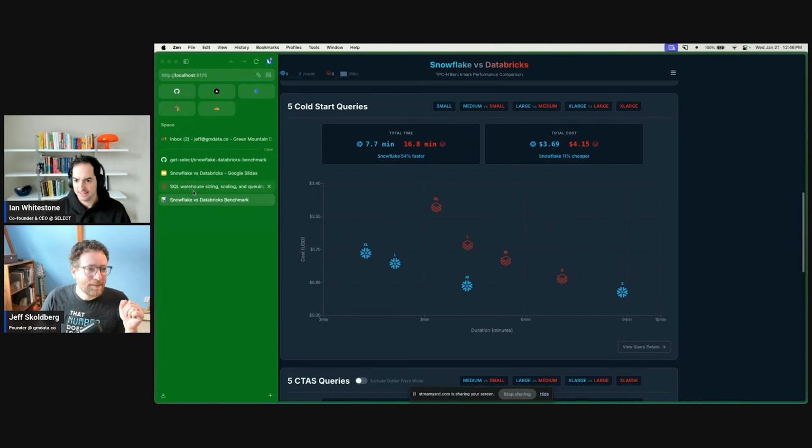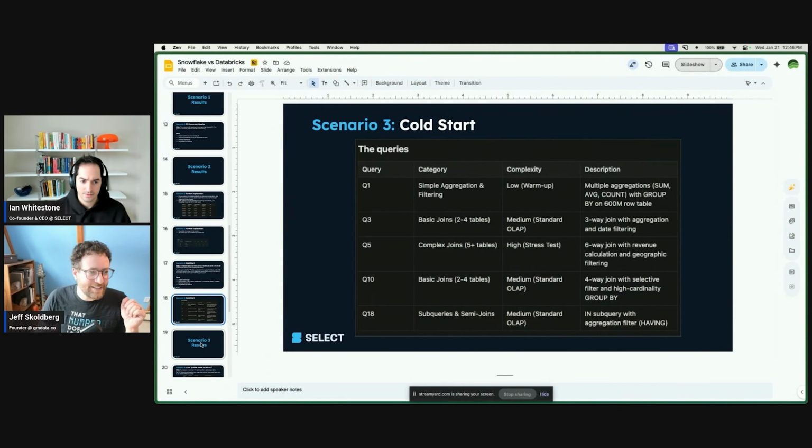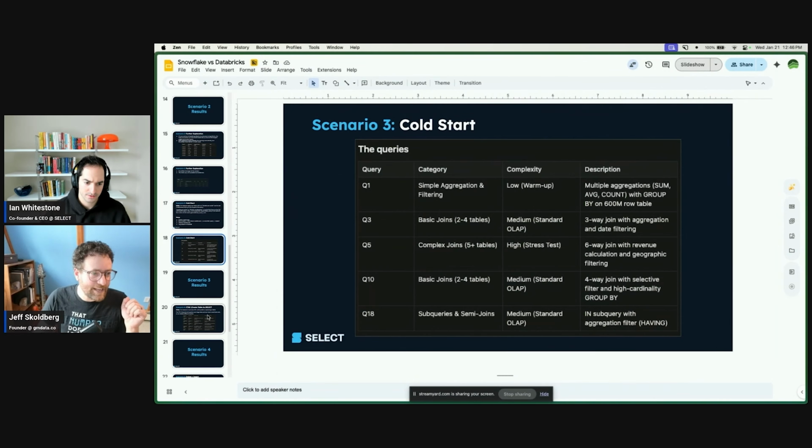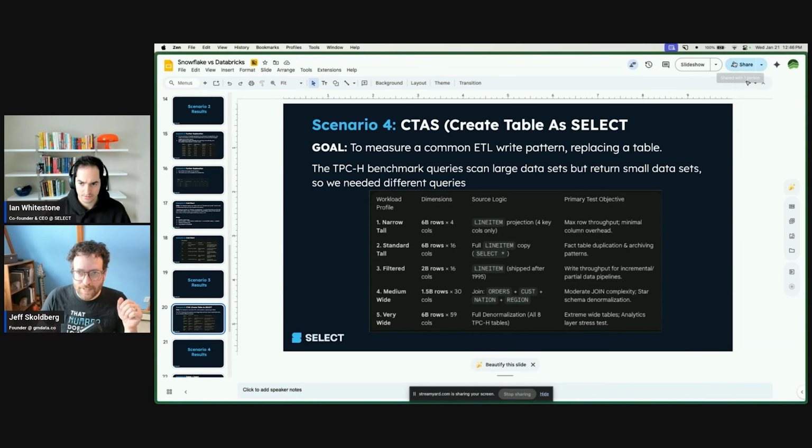Yeah, for sure. Cool. Let's just cruise through to the next scenario. We're getting to an interesting twist in the plot here.